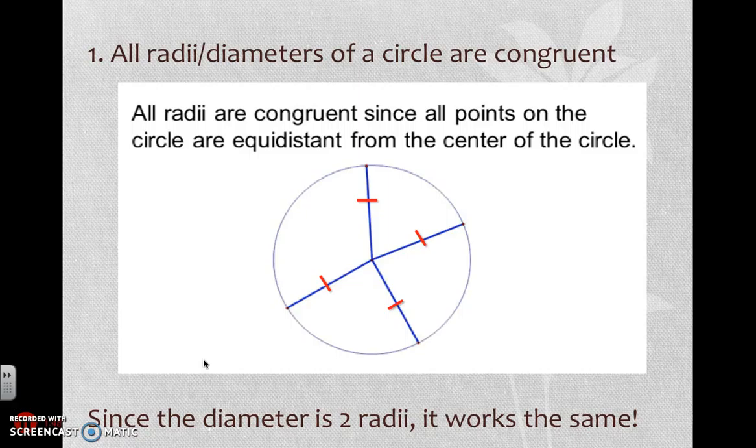Okay, so no matter what, if you have 2 radii, they're congruent. If you have 2 diameters, they're congruent. Seems like common sense, but it is something that we would have to mention in a proof if we're trying to prove something related to congruent parts.